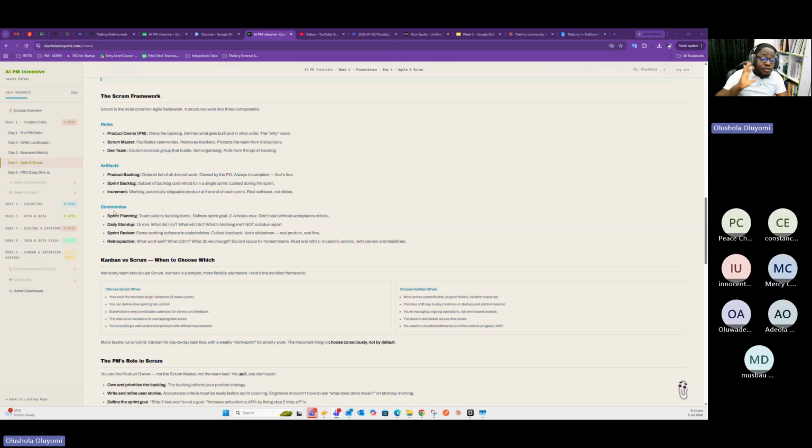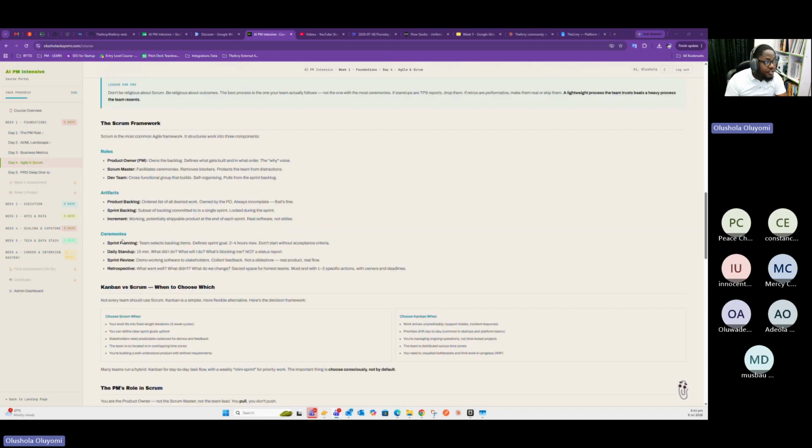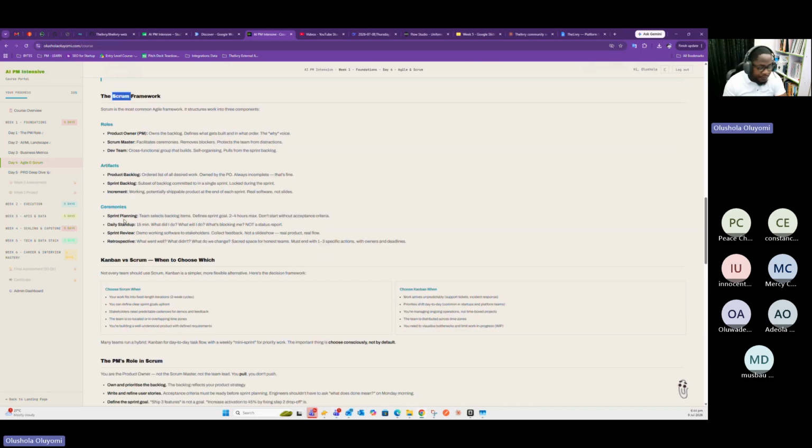Of course, Agile has multiple ceremonies, but some ceremonies are specific to Scrum. So what are those ceremonies? Sprint planning. I told you what a sprint is: 2 to 4 weeks of work after which you have an increment, like software or a result that you can give to the user.